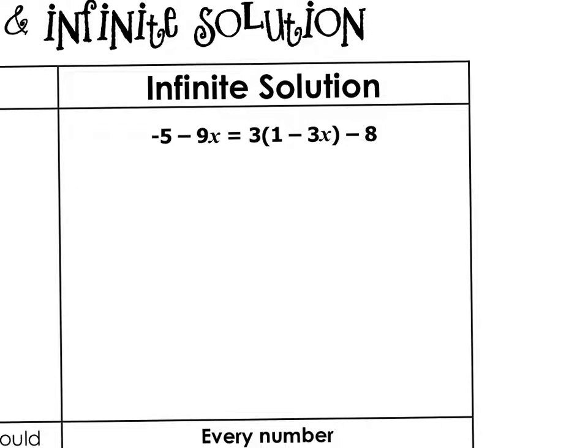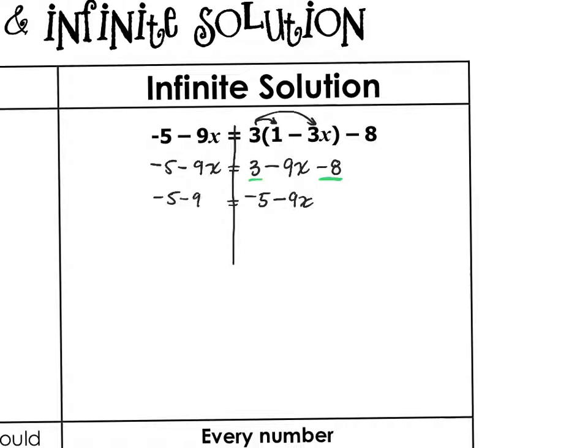So here, let me draw my equal sign line. Okay, I do have the distributive property on the right side. So I'm going to bring down my negative 5 minus 9x. And that's equal to 3 minus 9x minus 8. I'm going to subtract 3, take away 8. That's going to give me negative 5 minus 9x. And I have negative 5 minus 9x.